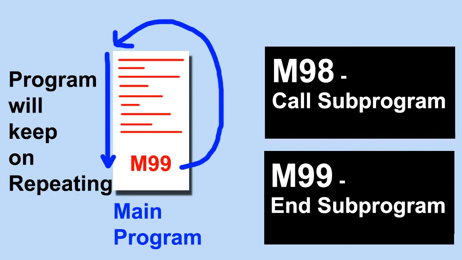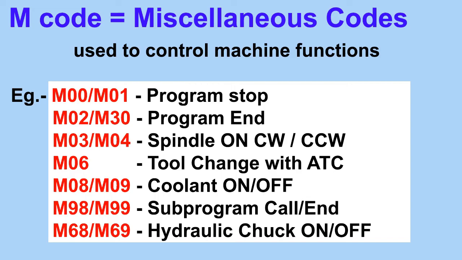Note that if M99 is not written in a subprogram but in our main program only, then what will happen? A loop will be created and our main program will keep on repeating automatically, and this is used when we have to do production. You will just create the program and insert it into the machine, and the machine will keep on producing the parts by its own. So these were some basic standard M codes. Let us discuss others also to get a basic idea of what CNC machine M codes are capable of.